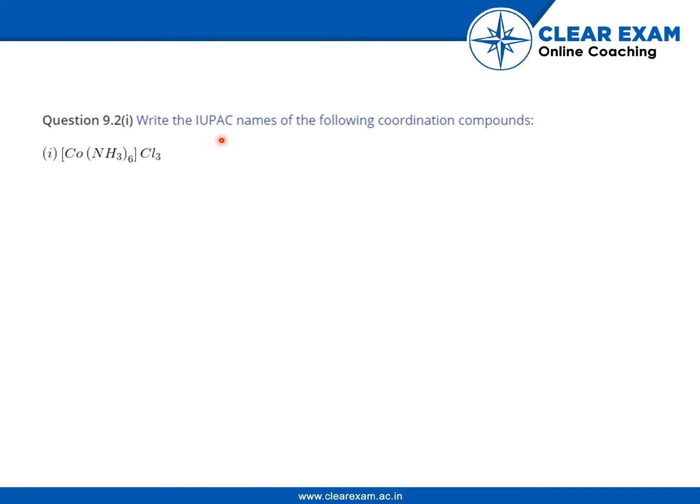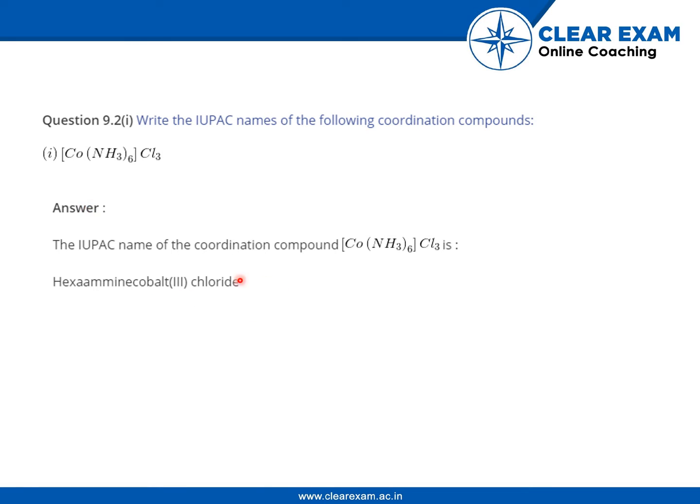The question is to write the IUPAC names of the following coordination compounds. Okay, first of all is Co(NH3)6 Cl3. So if you know all the rules of how to write the IUPAC names, it will be very simple. I will just give you a small detail about how to name it in the conventional way.